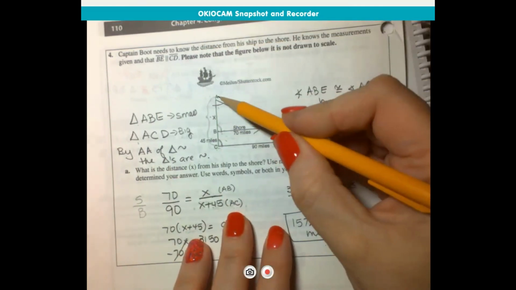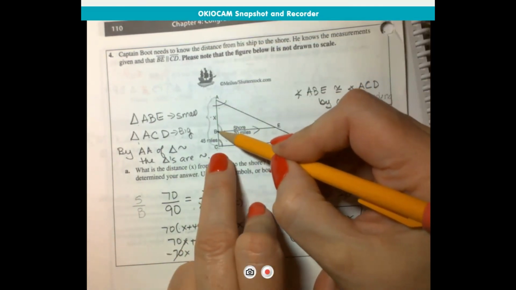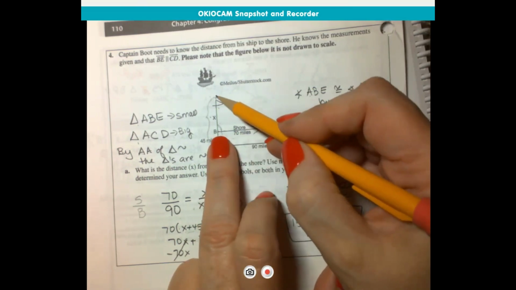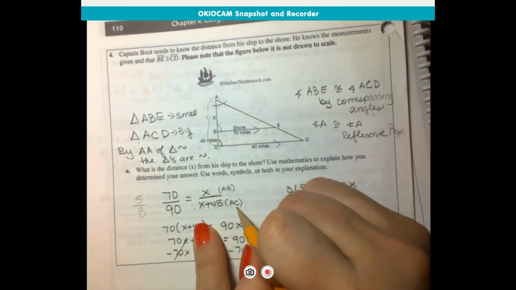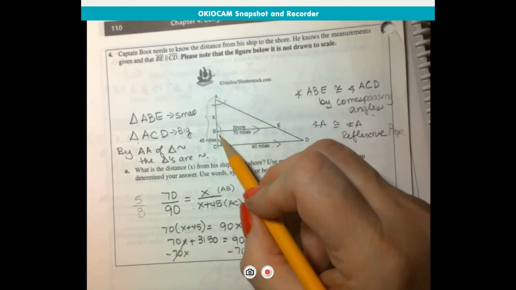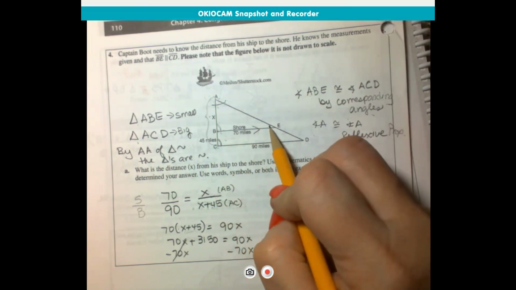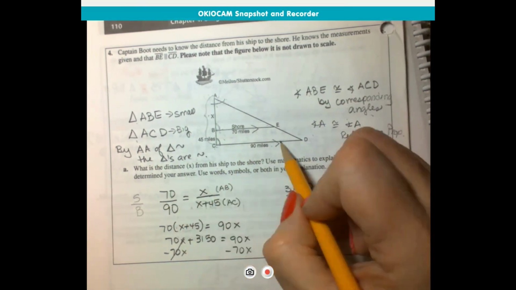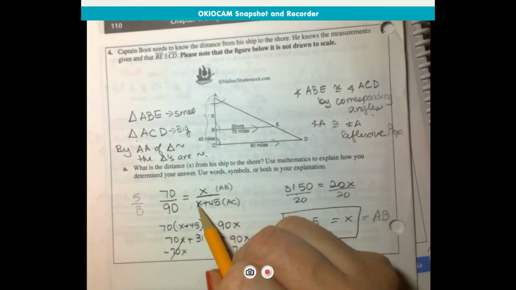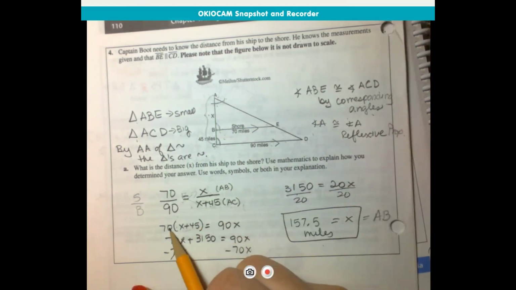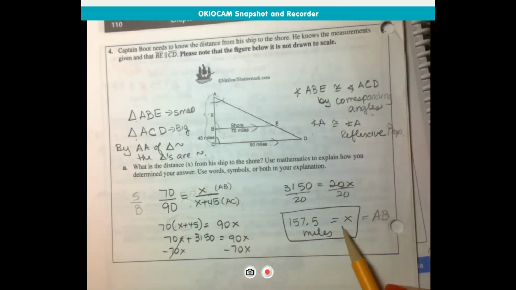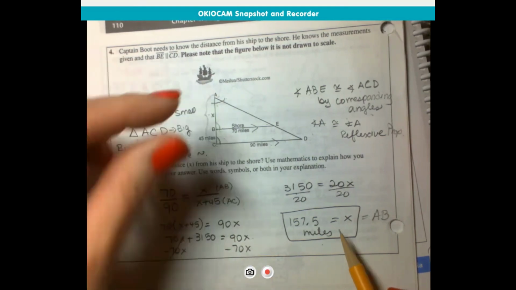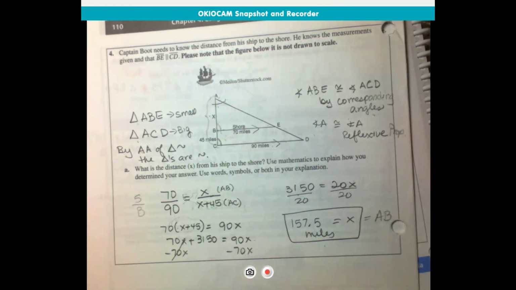So that means that the whole length, and be careful, is 45 miles from B to C and X miles from A to B. So for the big triangle, the side is X plus 45. That's AC. And the small triangle side, AB, is X. Then the small triangle's other side is 70, and the big triangle's is 90. Then we do the same thing: we cross multiply, in this case both of them. Don't forget to do the distributive property here. Then we group both the x's on one side and divide by 20. And you get 157.5 miles. It's just X, AB, which is what we were looking for. And then let me give you the proofs.